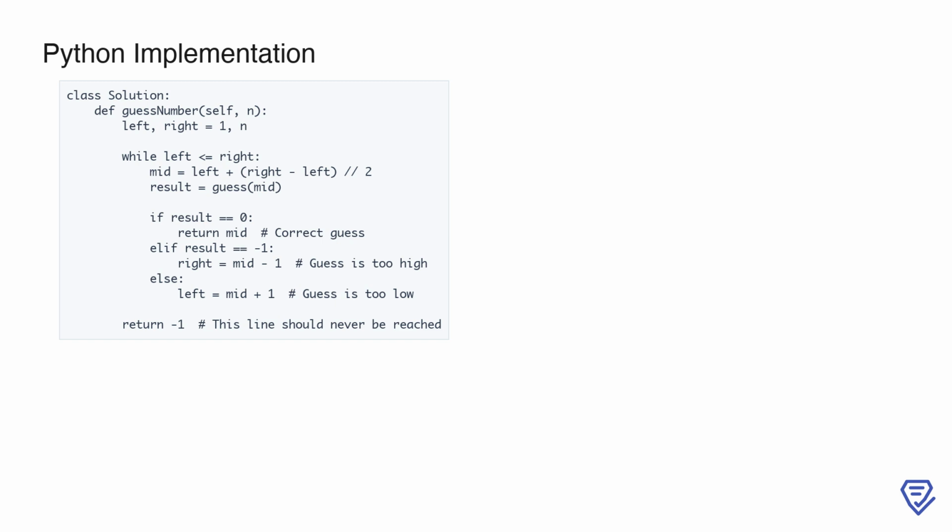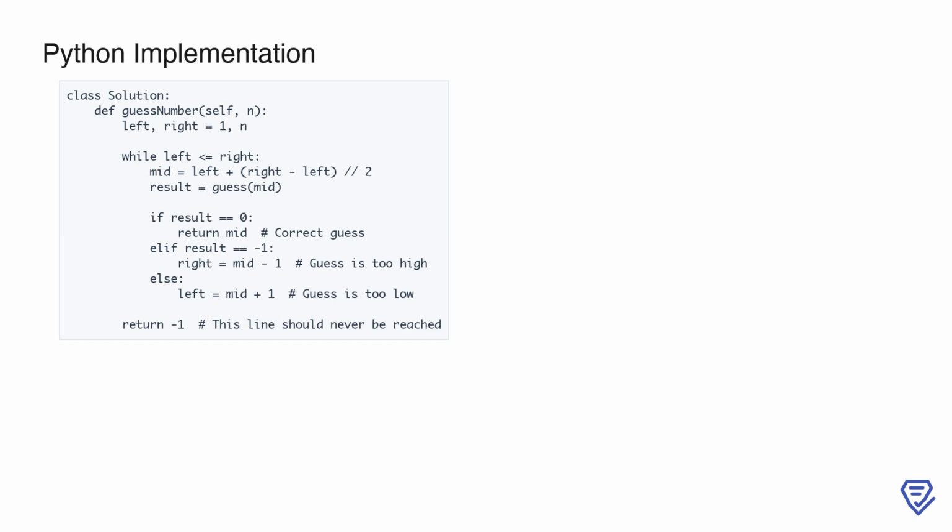This solution uses a binary search approach to efficiently determine the correct number by minimizing the number of calls to the guess API. The function guessNumber begins by initializing two pointers, left, set to 1, and right, set to n, which define the boundaries of the search range. The binary search is implemented within a while loop that continues as long as left is less than or equal to right. Inside the loop, the midpoint of the current range is calculated using mid = left + (right - left) // 2. This calculation avoids potential overflow issues compared to (left + right) // 2.